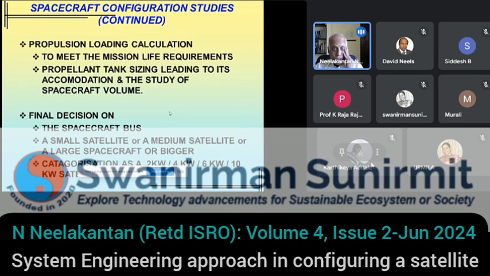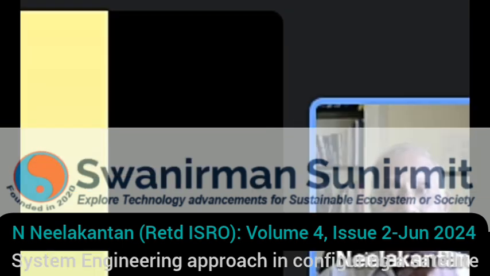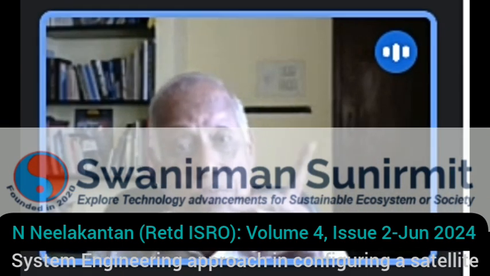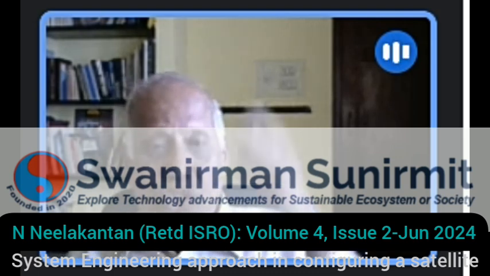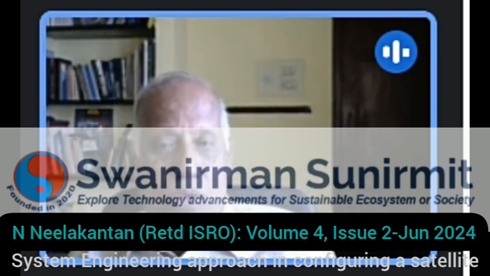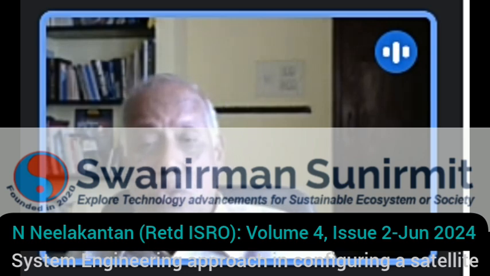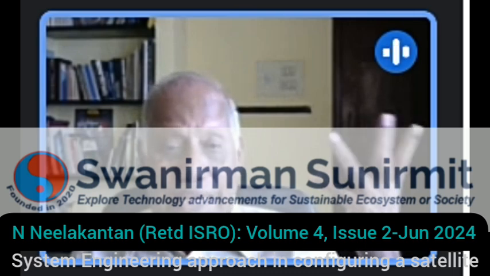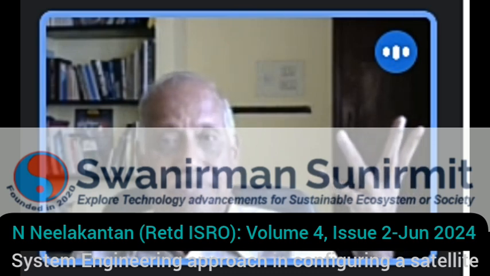Then the propulsion loading calculation to meet the life requirements. You may require the satellite to be operated for 10 years or 12 years or 15 years. Accordingly, what is the propulsion loading requirement? Propellant tank sizing, leading to the accommodation study of the spacecraft volume. The final decision on the spacecraft bus, whether it is a small satellite or a medium satellite or a large satellite, and the categorization of the spacecraft as a 2 kilowatt to 10 kilowatt satellite.